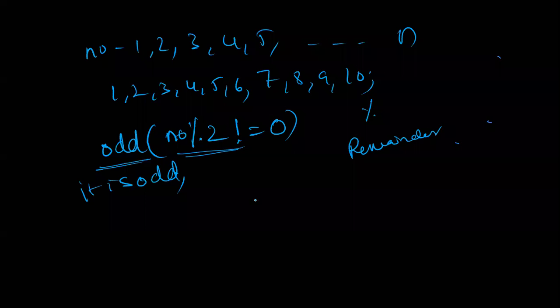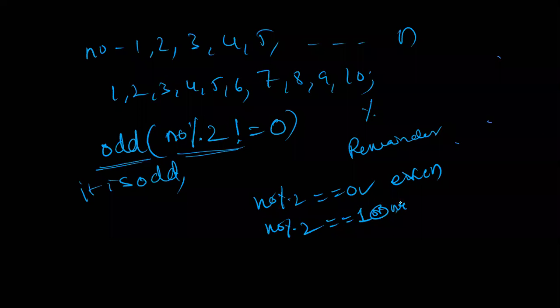When any number divided by 2 gives remainder 0, that is an even number. If any number divided by 2 gives remainder 1, then it is an odd number. Only 2 remainders we will get, 0 or 1. So when not equal to 0 means remainder is 1, at that time it is odd.